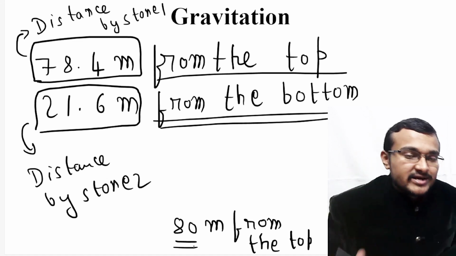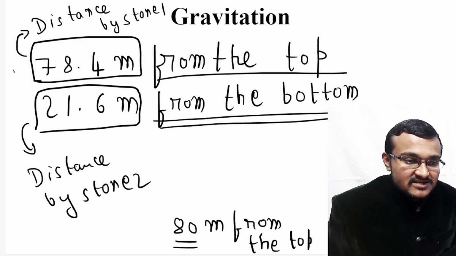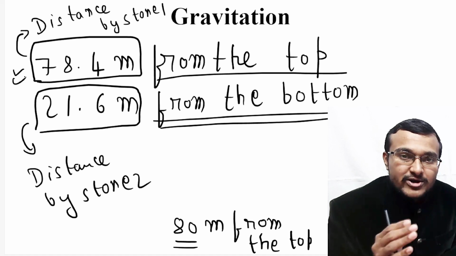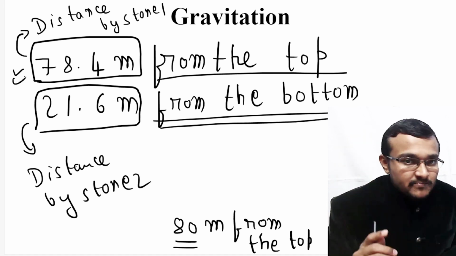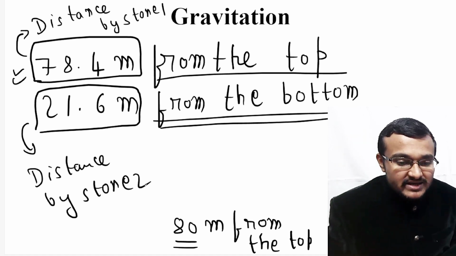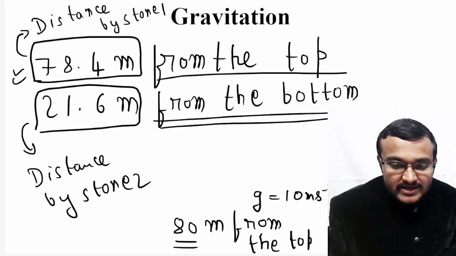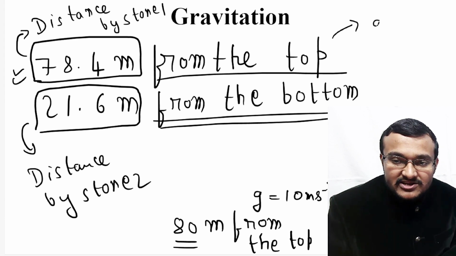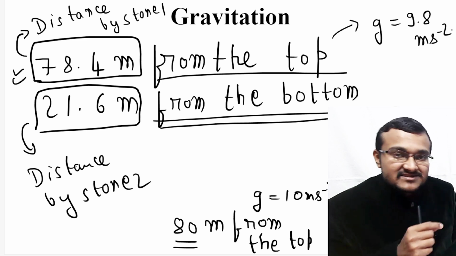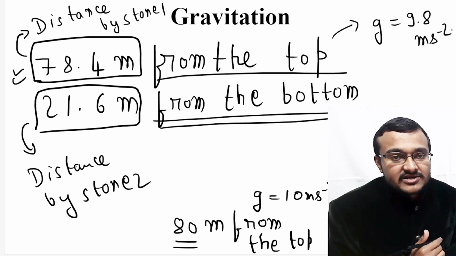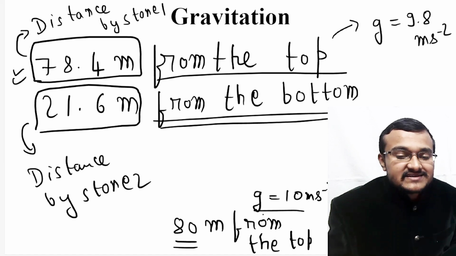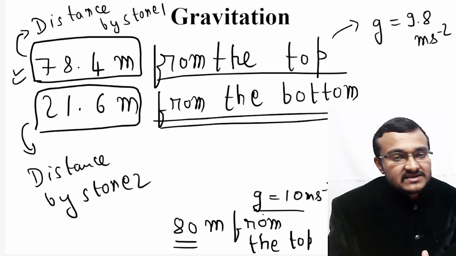So if you take 9.8 meter per second square, then your answer will be 78.4 meter from the top. If you take 10 meter per second square, then 80 meter from the top. So this answer you will get when you take g as 10 meter per second square, and this answer you will get when you take g as 9.8 meter per second square. That's why in the answer section they have given 80 meter from the top. That means they have considered 10 meter per second square as the acceleration due to gravity.